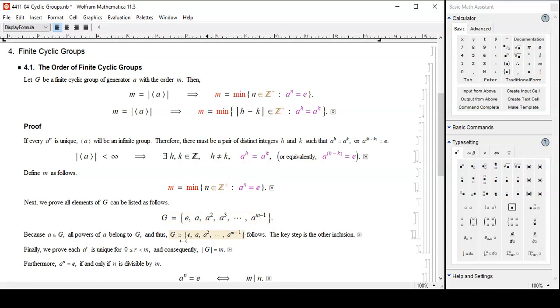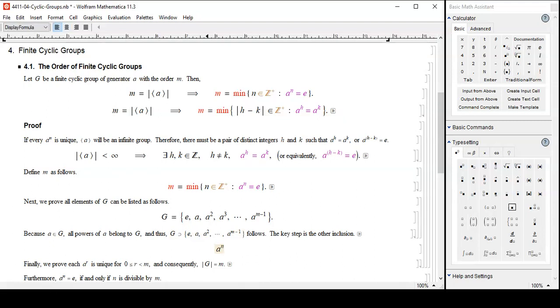In other words, if an arbitrary element a to the n power belongs to G, then that a to the n power has to be one of these, some a to the rth power. That's what we want to prove. So a to the r power, where r is between 0 and m minus 1, so that everything here belongs to this. How do you do that?